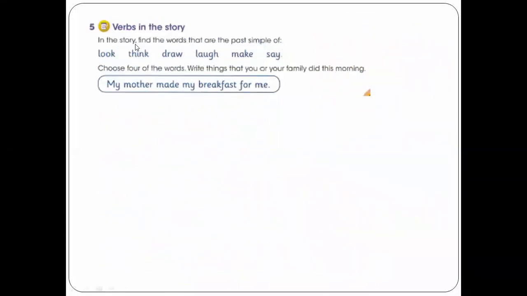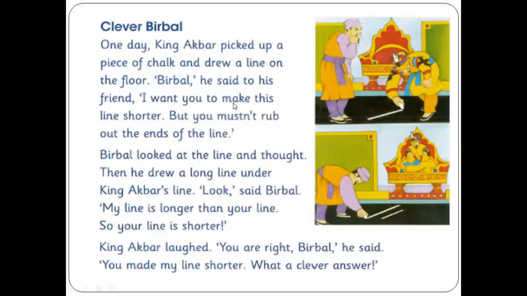Now in question 5, verbs in the story. In the story, find the words that are past simple of look, think, draw, laugh, make, say. So here are 6 words that have past verbs. See the story, I'm going to underline and you are also going to underline it with me in your books. So the first word is think, thought.